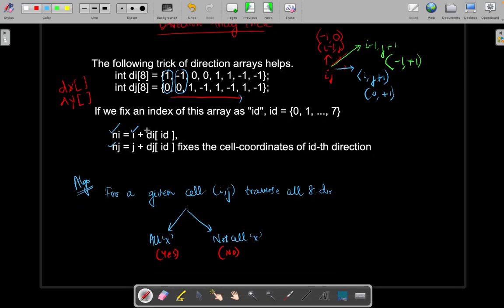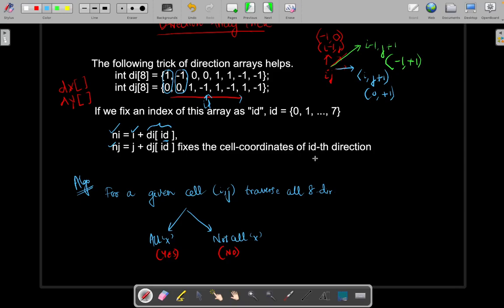Well, id is the idth direction. id here means some index of this array, I mean the respective indexes of these arrays, di and dj. They will always have the same id values, right? Because that's how we have populated this. That's a fixed direction. So we are saying that it fixes the cell coordinates of the idth direction. Okay, and these ones will be the new i and new j, and there will be eight directions. So id will run 0 all the way through 7.